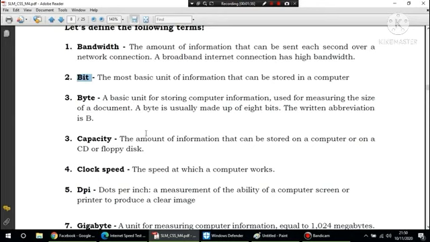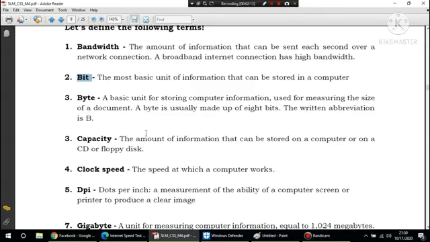And number 4, capacity. The amount of information that can be stored on a computer or on a CD or floppy disk. So here in capacity, how many gig or kilobyte or megabyte can a disk contain? For example, a DVD can contain 4 gig, and a CD can contain 700 MB, so it can contain only 12 to 20 songs.